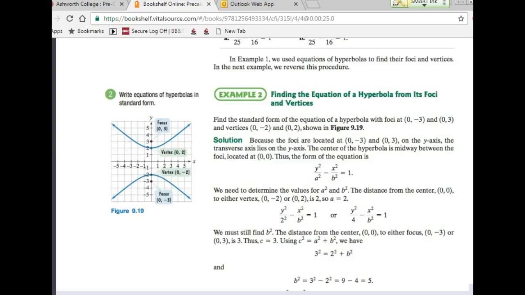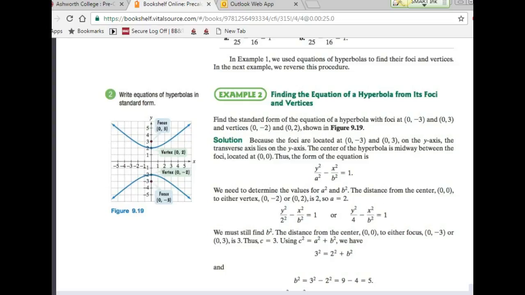Now, because we know that the center was at 0, and from 0 to negative 2 or from 0 to positive 2, that means your a value is 2. If your a value is 2, of course you're going to square it, because that's what you do. It's a squared, so that's where the 4 is going to come in. So I can fill that part in: y squared over 4 minus x squared over b squared equals 1. Now I've got to find b squared.